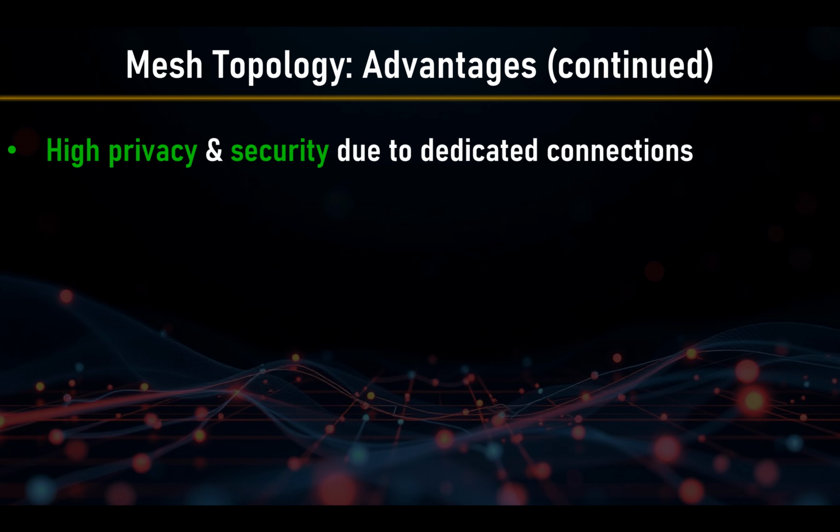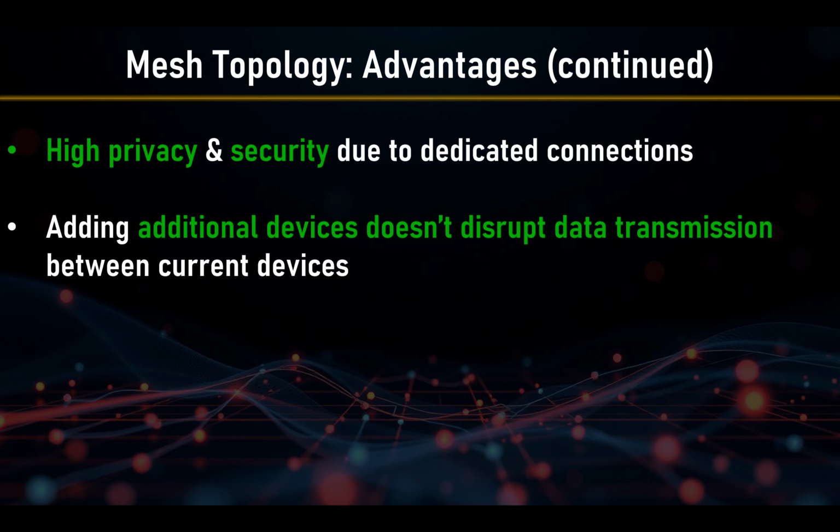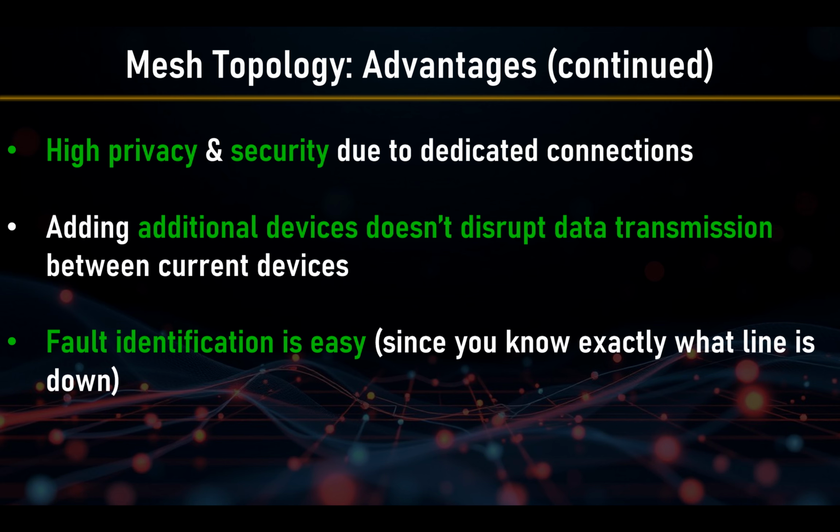More advantages: high privacy and security because of the dedicated connections. So if you're sending from A to B, device C is not going to be able to listen in, compared with, say, the bus topology, where of course it's sent publicly. Also, adding additional devices doesn't disrupt data transmission between the current devices. If we have 3 devices and then want to connect a 4th, we just add it and add connections to those 3 existing devices. We don't have to reconfigure the network or turn devices off.